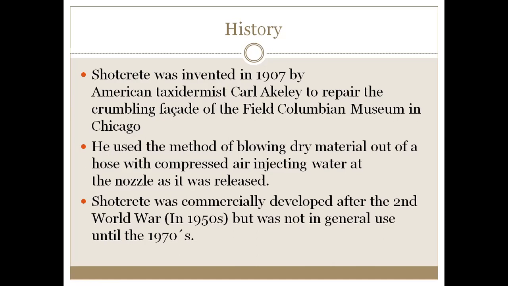Of the Field Columbian Museum in Chicago, which is in the United States. He used the method of blowing dry material out of a hose with compressed air, injecting water at the nozzle as it was released. Hose means a plastic or rubber pipe we use for watering purposes, or we can use for sprayed concrete. Shotcrete was commercially developed after the Second World War in the 1950s, but was not in general use until the 1970s.